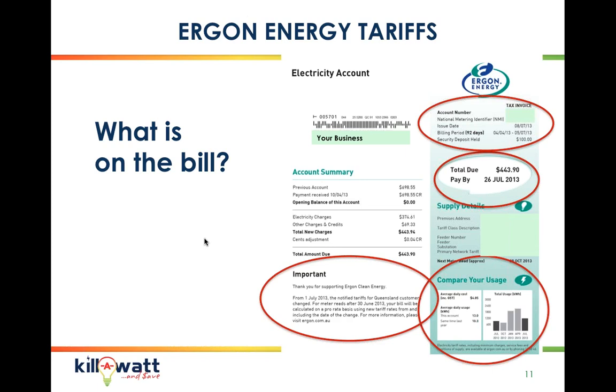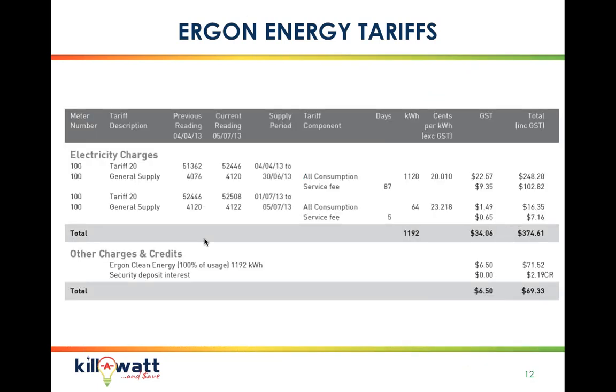Over the side here, you've got important notes. This is quite often where you'll see estimated reads or any changes that are coming up with tariffs. And it's important to have a look and understand what is actually in there. Obviously, if it's an estimated read, then you need to make sure that the next read is an accurate one.